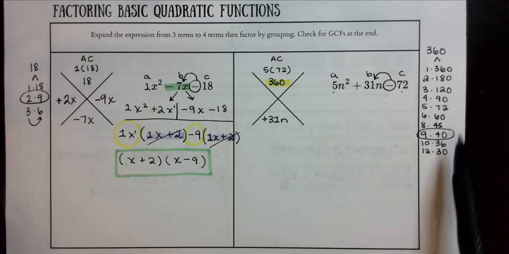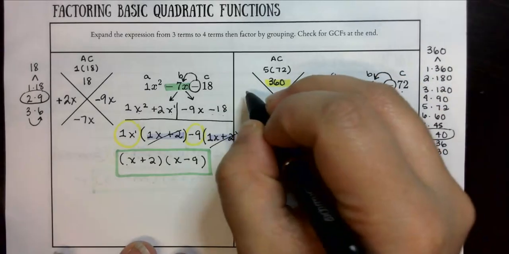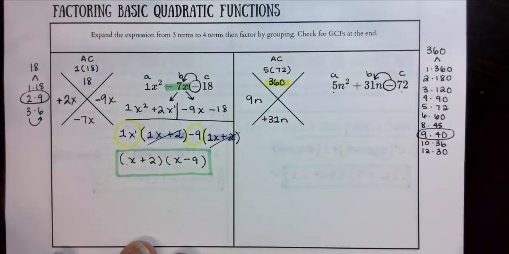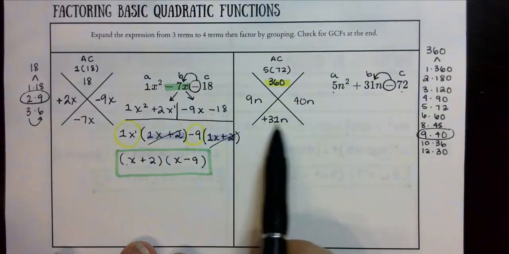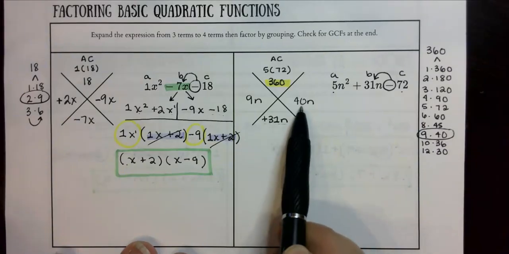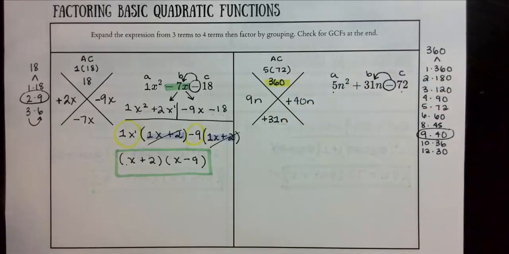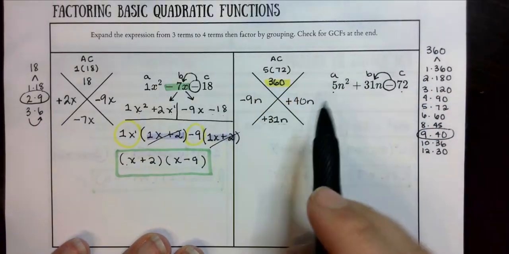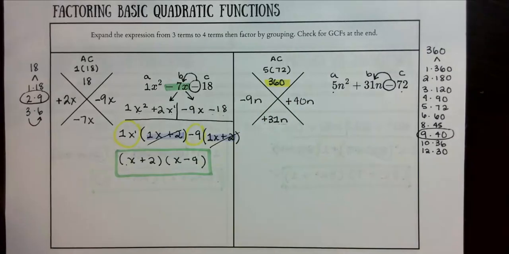All right, so for this one, remember this is a positive 31. So because I'm subtracting, one needs to be a positive, one needs to be a negative. So let me write it out first, and let me do 9n and then 40n. Because I'm looking for a positive 31, I'm going to give this plus sign to the 40 because 40 is bigger than 9. So I always give it to the bigger number.